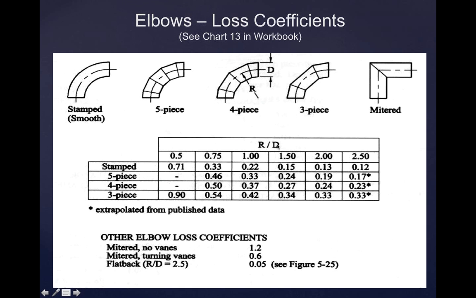So if the radius of the turn is twice the diameter of the ductwork, we use this column here. And if we're using a 4-piece elbow, then our K value is going to be 0.24. 4-piece and radius to diameter ratio of 2, it's 0.24. That's how we would calculate K. Then we use 0.24 times the velocity pressure, gives us the amount of loss that we expect through here in static pressure. So now, the other thing that's interesting about this is that not all turns are 90-degree turns. So what if we're only making a 45-degree turn? What do we do there?